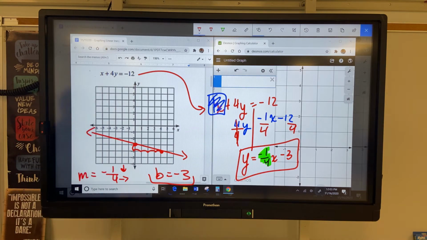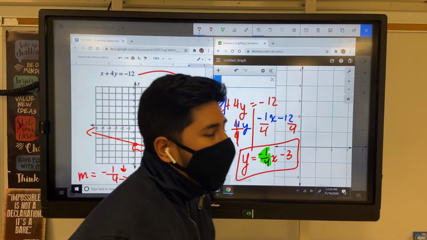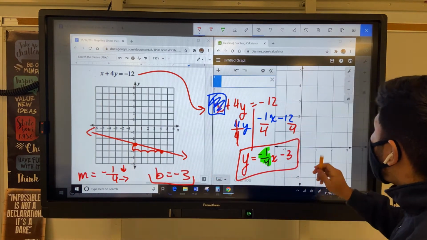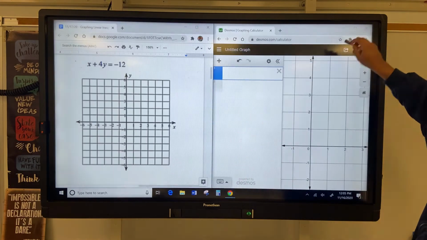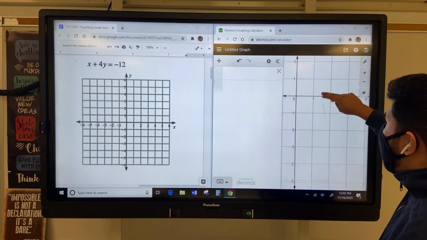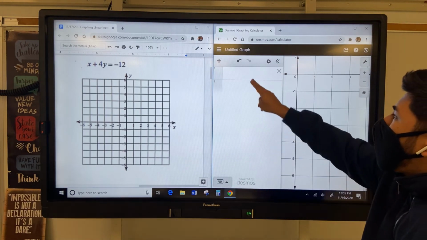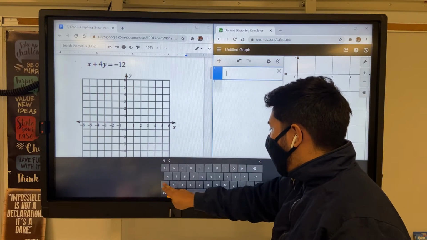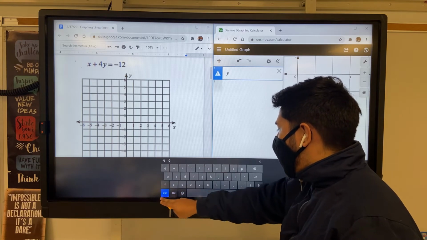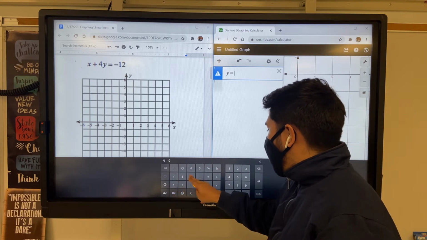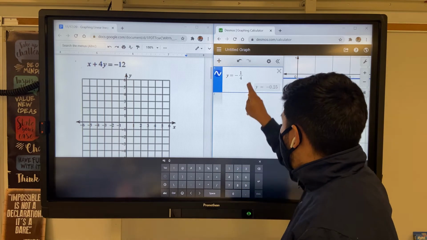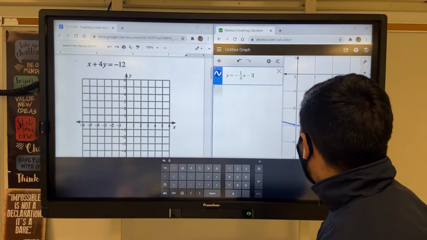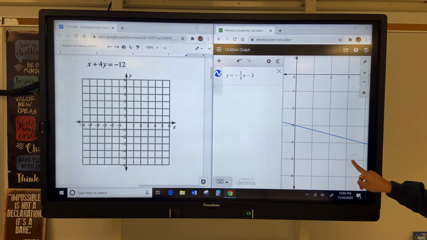And that's it, ladies and gentlemen. We're going to check that line right now. Just make sure you remember, start at -3, we went down, over 4. Check it out. Let me put it right here, because it should start at -3. I forgot what it was. I think I remember. Y equals -1/4 x minus 3. As you can see, boom is right there.